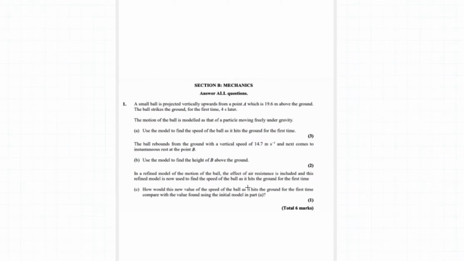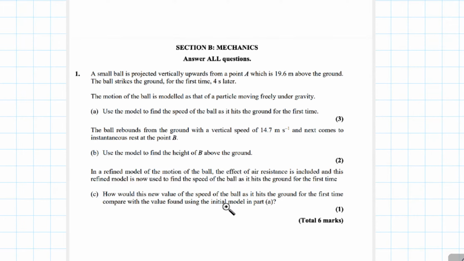So the first question we've got is: a small ball is projected vertically upwards from point A, which is 19.6 meters above the ground. The ball strikes the ground for the first time 4 seconds later. The motion of the ball is modelled as that of a particle moving freely under gravity. Use the model to find the speed of the ball as it hits the ground for the first time.